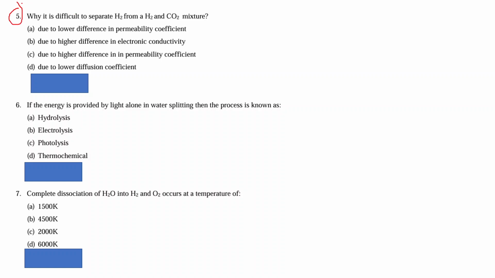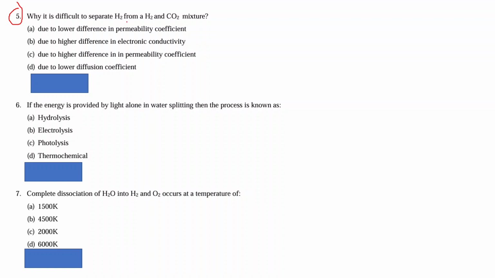Question number 5. Why is it difficult to separate hydrogen from a hydrogen and carbon dioxide mixture? Carbon dioxide and hydrogen is very difficult actually. Carbon monoxide is good. Carbon monoxide we can easily separate by implementing the water gas shift reaction.